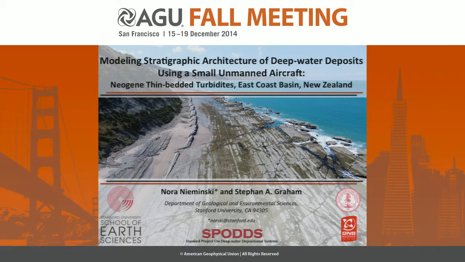So I'll be taking the use of small unmanned aircrafts to a slightly different field. In this talk, I'll be sharing with you a method that we, as geologists, found revolutionary in studying ancient Earth systems and their depositional processes. As the title suggests, we're using this methodology to study stratigraphic architecture of Miocene age thin-bedded turbidites exposed on the east coast of New Zealand.